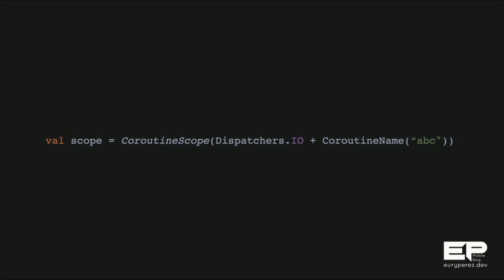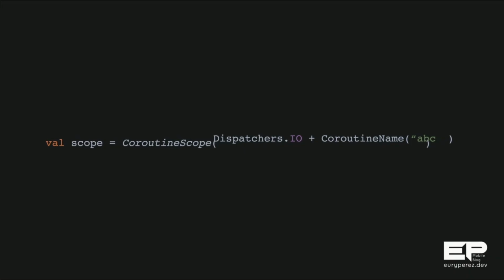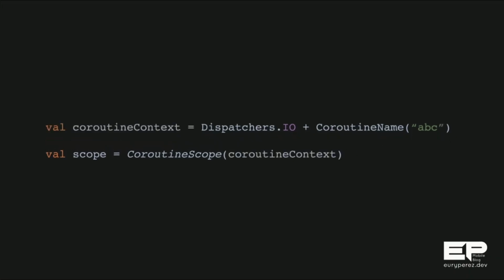In this case, we are building the coroutine context, just passing the IO dispatcher and the name of our coroutine. If we want our coroutine to have a specific name, we can do it this way. We just create a new instance of the CoroutineName class and pass the name as a string as the argument of the constructor. Also, we can just pass the dispatcher, and this will also work to build a new coroutine context or new coroutine scope.